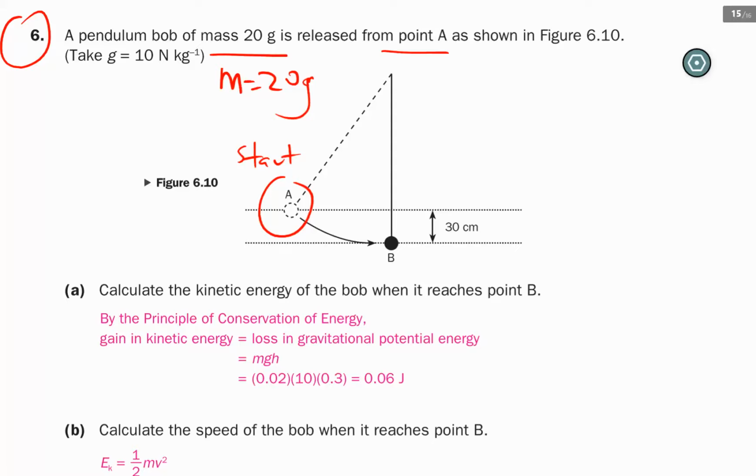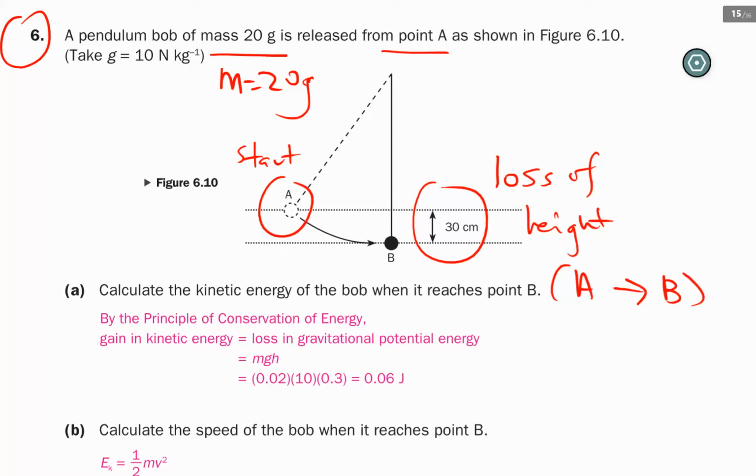So when the bulb starts to reach B, you will lose what? You will lose height. So you notice A to B, you will lose this height. So this is your loss of height, as it moves from A to B. Okay, this part is very important. So if you lose height of 30 cm, it means that you gain speed. Okay, so now your gain of KE, we have the model answer.